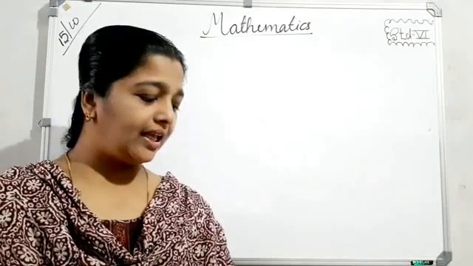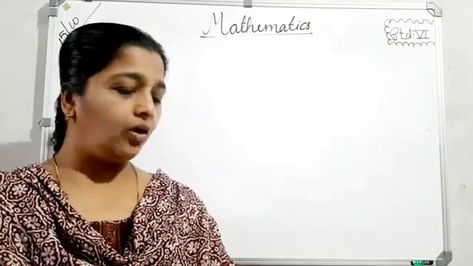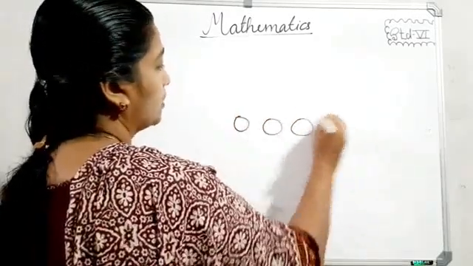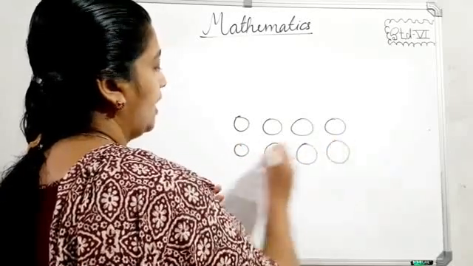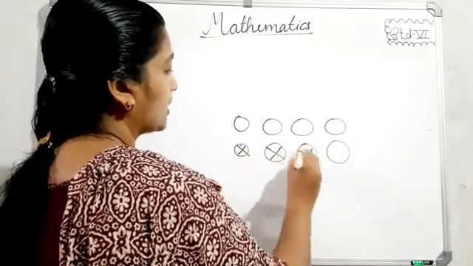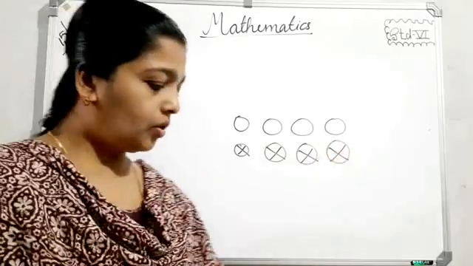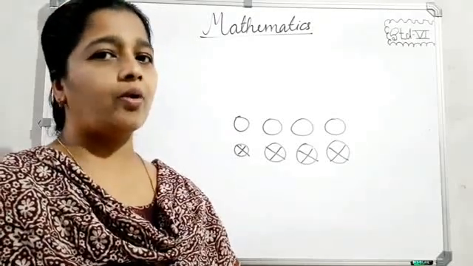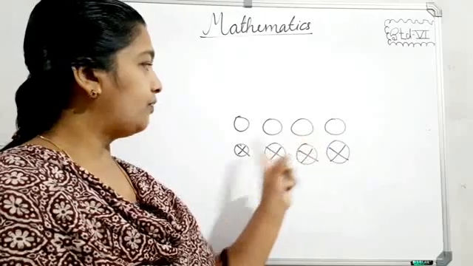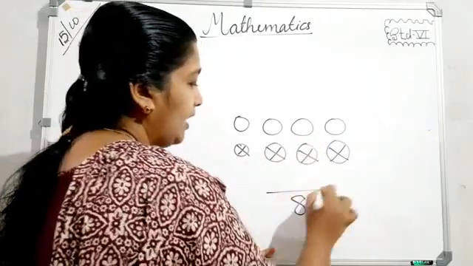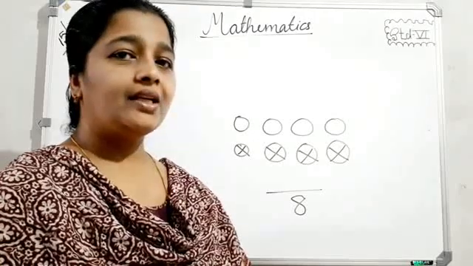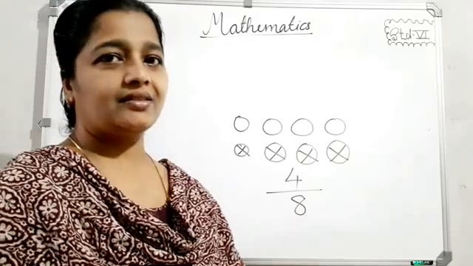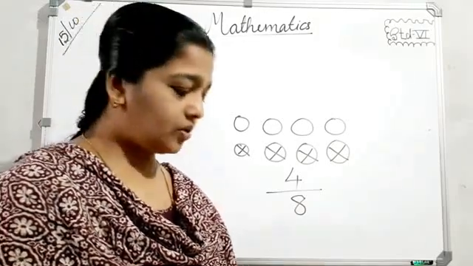What fraction of these circles have x in them? So how many circles are there in total? 1, 2, 3, 4, 5, 6, 7, 8. Clear? You want to identify first the total number of circles, which is 8, and how many have x in them? 1, 2, 3, 4. So say the answer: 4 by 8. Understand? Yes. So we can go to the next question.